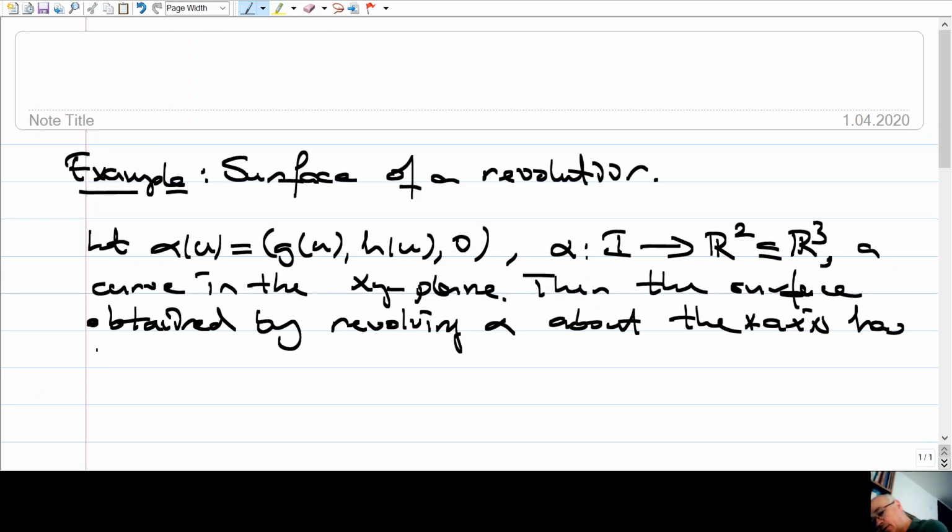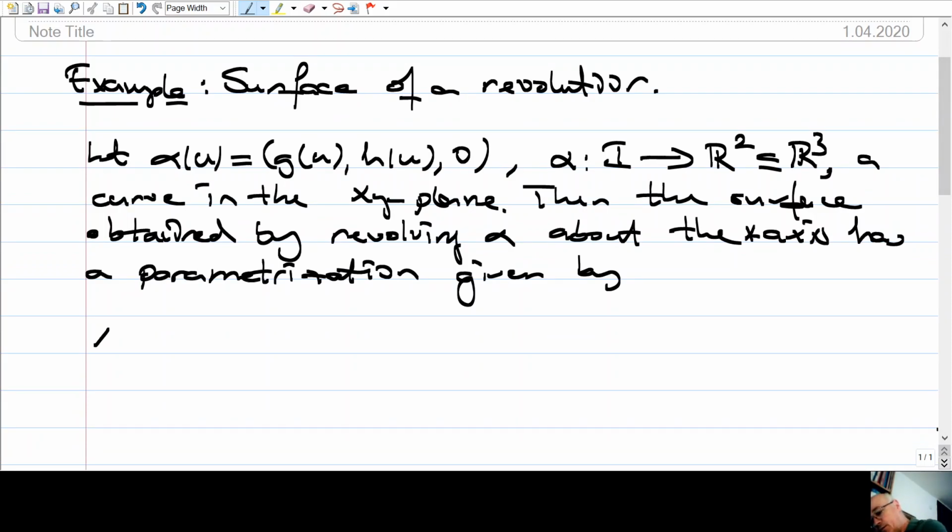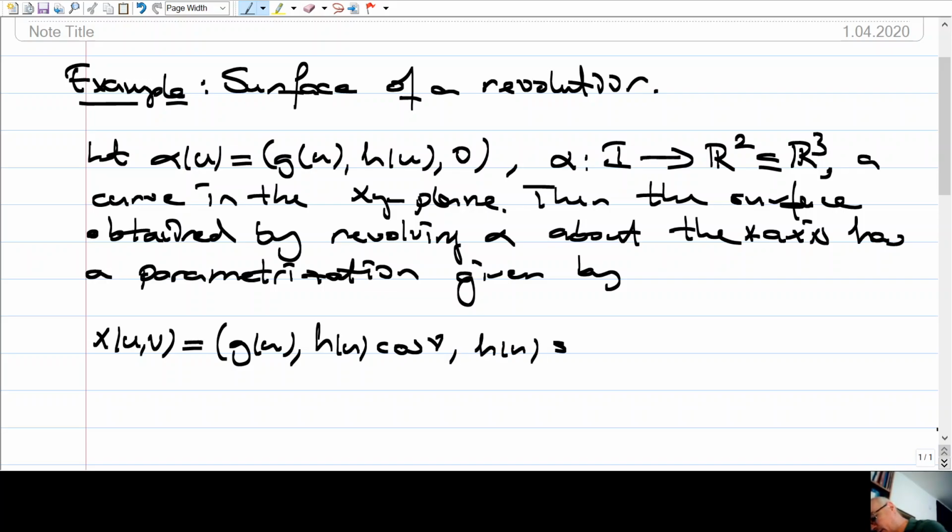has a parameterization, a surface patch given by, remember, it was like this: x(u,v) is equal to g(u), and then the yz coordinates are rotated, so h(u) times cosine v and h(u) times sine v. Here v is an angle between 0 and 2 pi, and u is in the interval I.